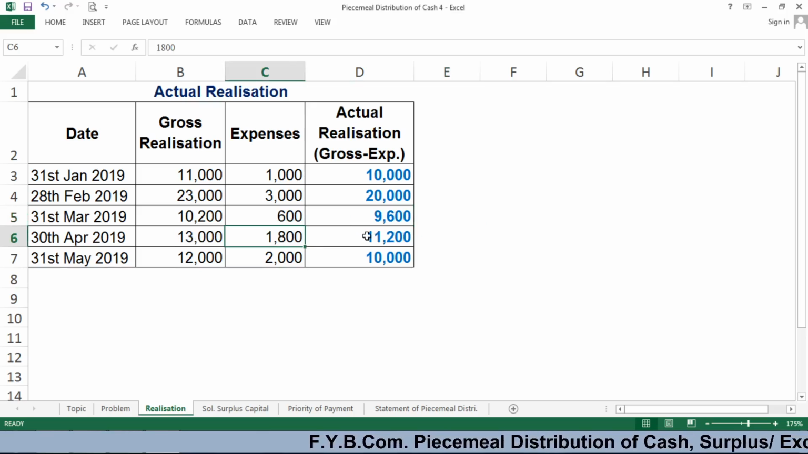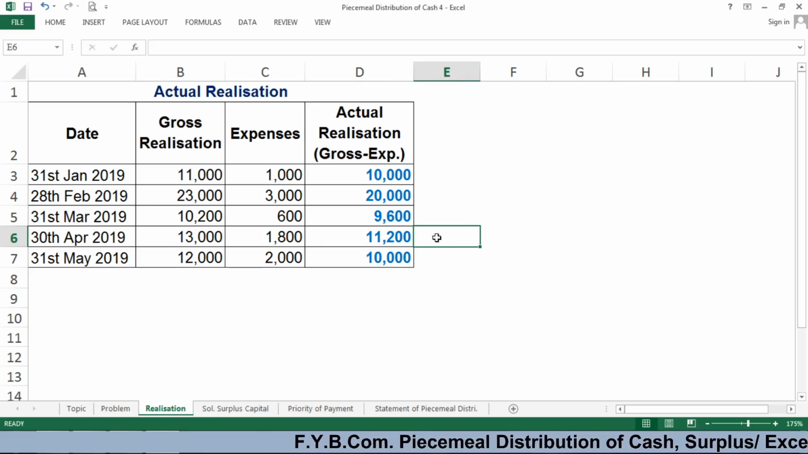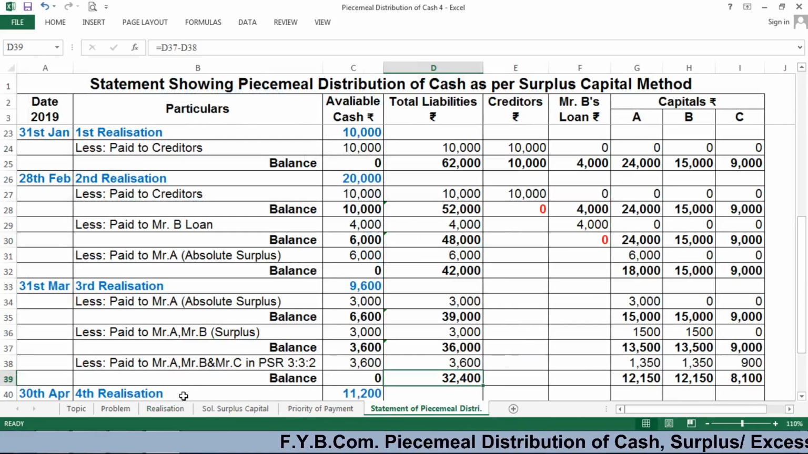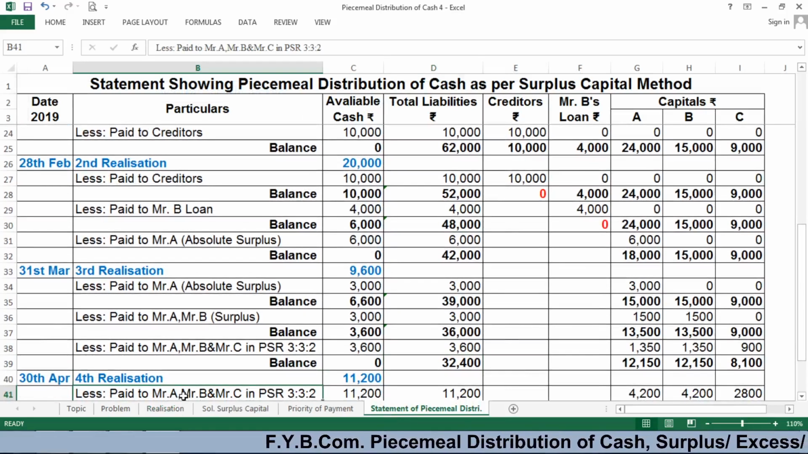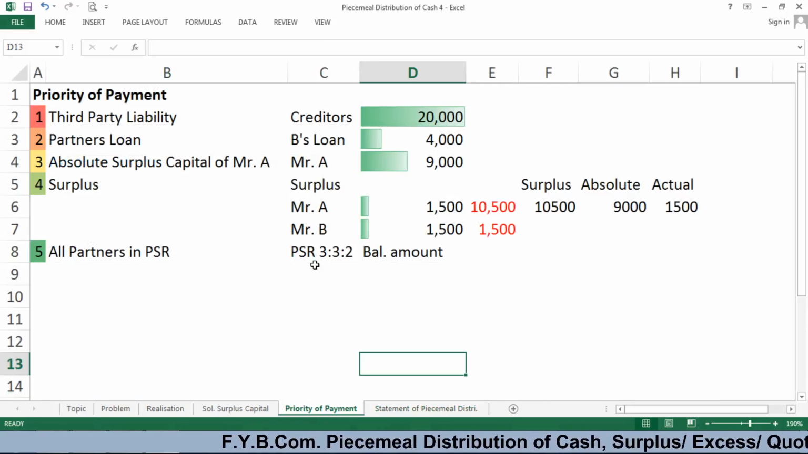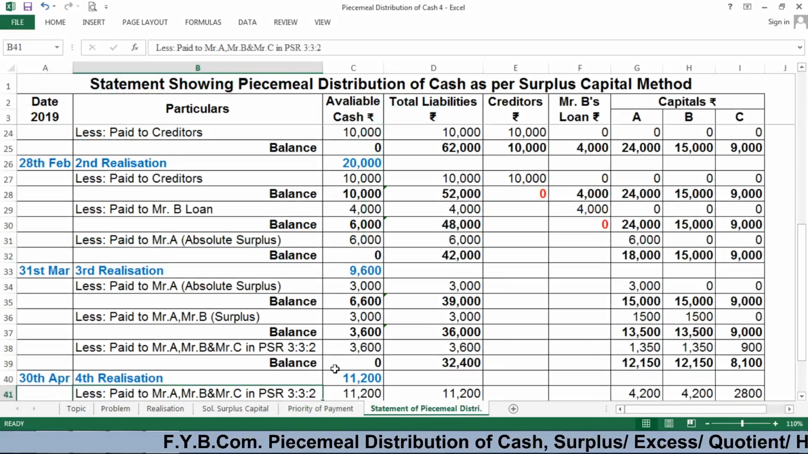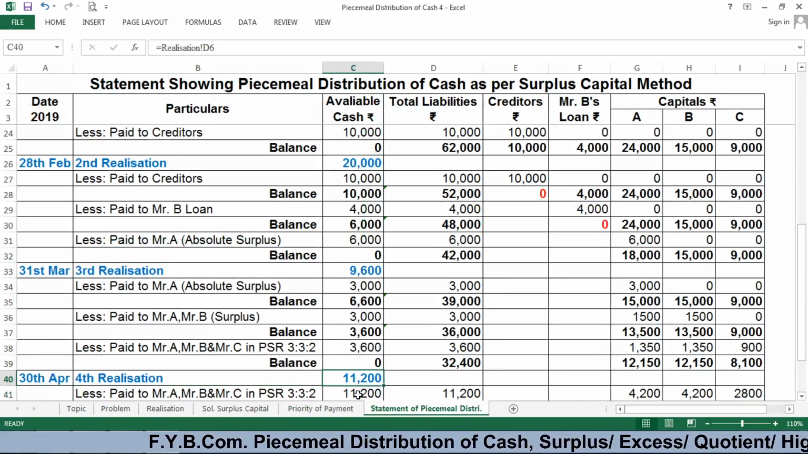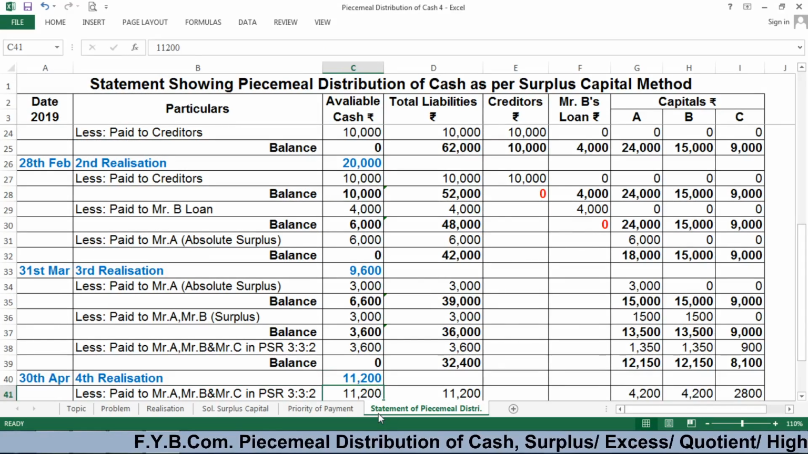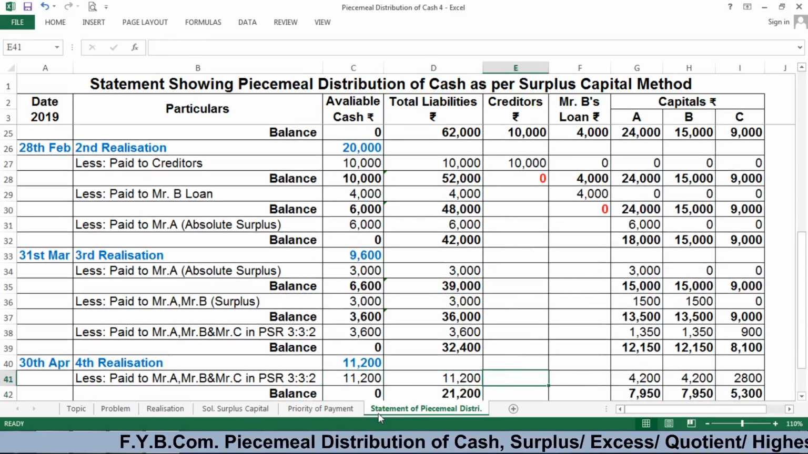After deduction of expenses we are getting only 11,200. So here realization number 4, that is 11,200. Okay, now we already paid all the liabilities, so whatever amount or whatever realization we are getting, we are going to pay it to the partners as their share in a profit sharing ratio. So we have 11,200. Now we can distribute it to Mr. A, B and C in the profit sharing ratio.